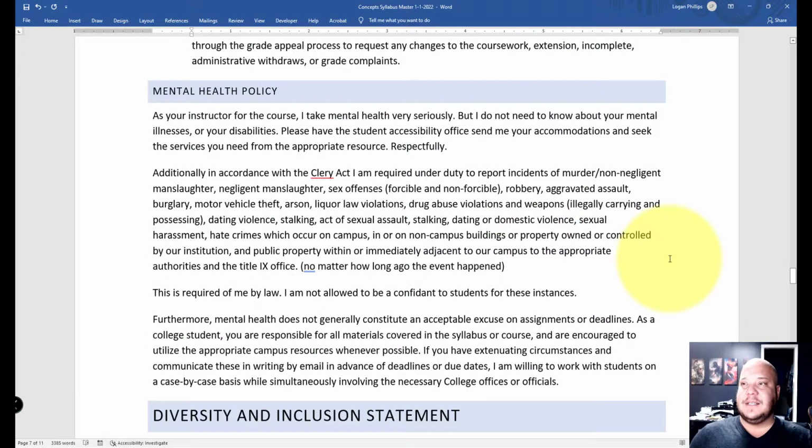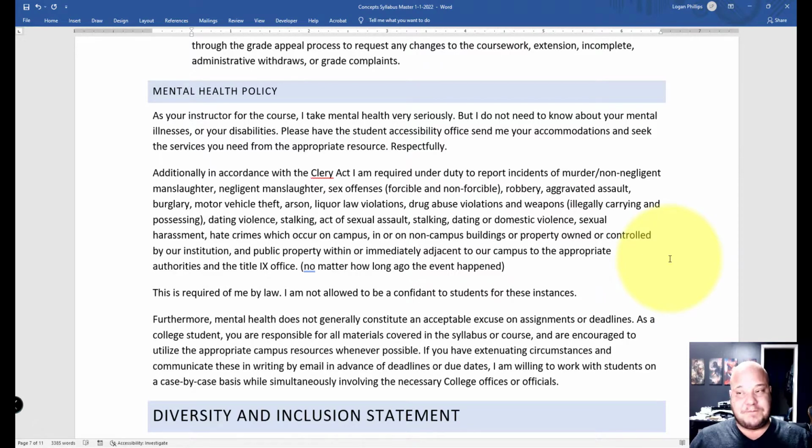The mental health policy. Now, as your instructor, I value your mental health. You'll see that I post links and resources to mental health services out there. TCC offers wonderful mental health services. You can actually go and get counseling for free from them through a licensed therapist. We have those types of programs in place specifically to protect and help you with your mental health issues.